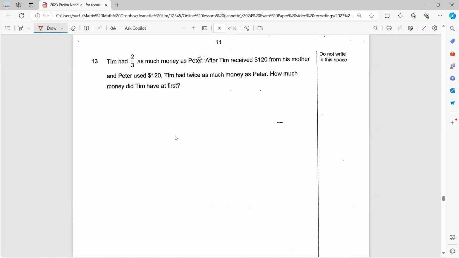Okay, question 13. Tim had 2/3 as much money as Peter. After Tim received $120 from his mother and Peter used $120, Tim had twice as much as Peter. How much did Tim have at first? Let's do before, change, after. Tim to Peter: Tim is 2 units, Peter is 3 units. Then Tim received, so Tim plus 120. Peter used, so Peter minus 120. In the end, Tim had twice of Peter, so 2 to 1.